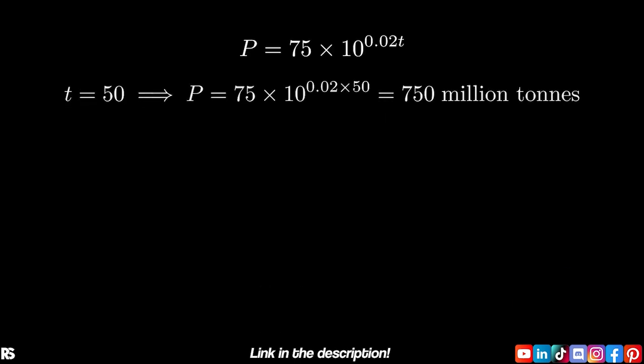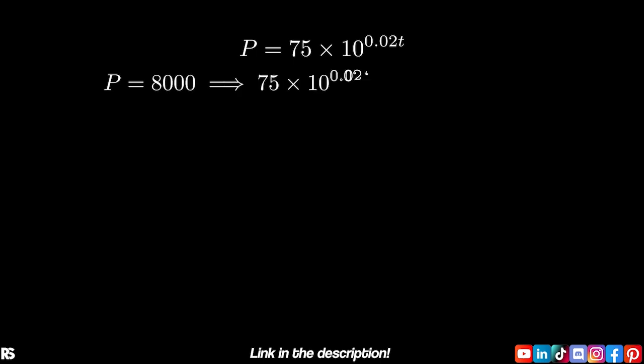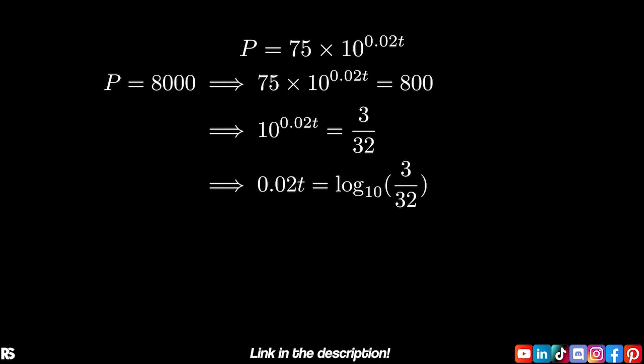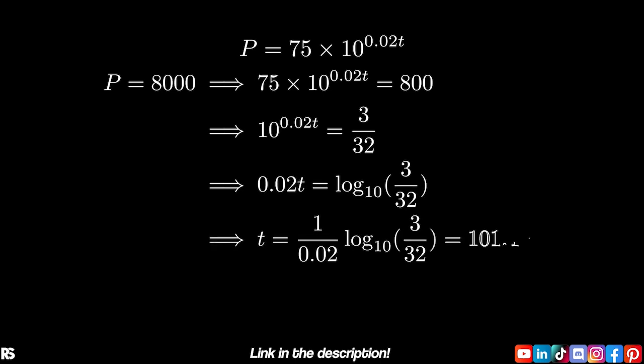9e asks us to use the model to predict the first year P exceeds 8,000. Setting P equal to 8,000 gives us the following. Dividing by 75, logging the equation, and solving for T gives us a value of 101.401, meaning it will take just over 101 years to first exceed 8,000. This means we would first exceed 8,000 in the year 2082.